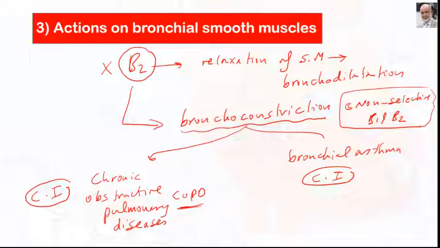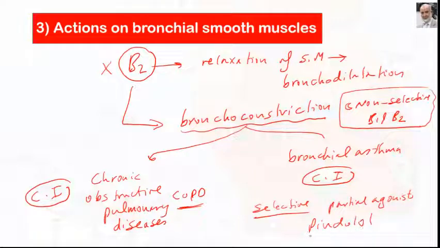However, beta blockers with intrinsic sympathomimetic activity, which we have said act as partial agonists, which are selective beta 1 blockers with partial agonist activity, like albendazole, in this case, might be a better choice if beta blockers are necessary to be used in people with bronchial asthma.